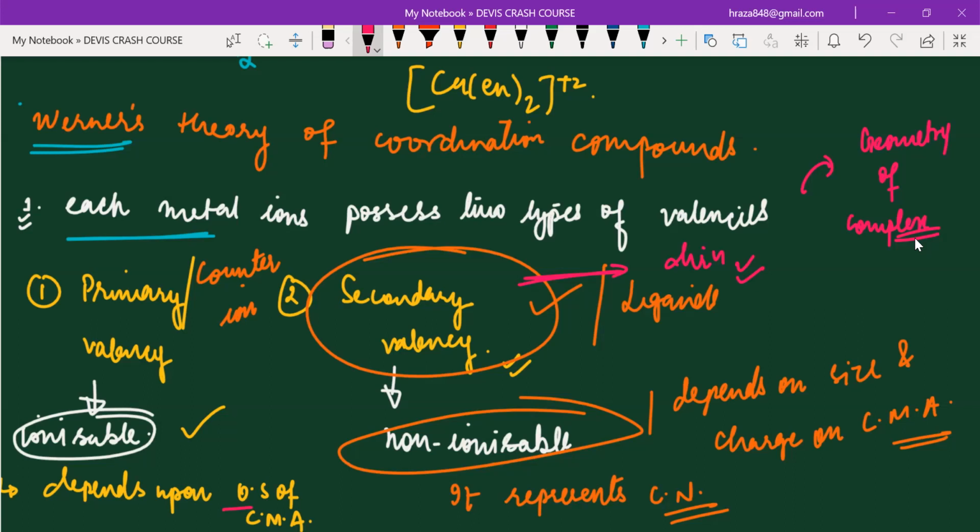Are you getting my point? And this is directional in nature because it determines the geometry, because there will be overlapping of orbitals which are directional in nature. There will be no overlapping of the s orbital, which is non-directional, but there will be overlapping of d orbitals, which are directional. Okay.